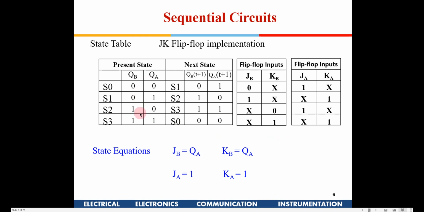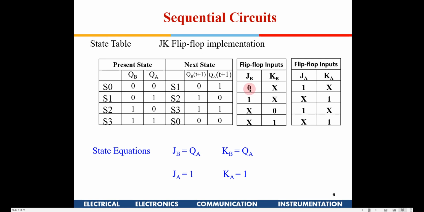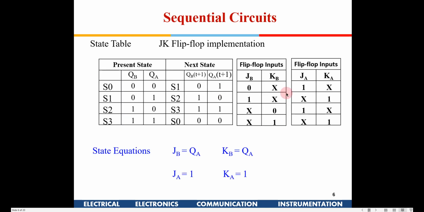So from this state, this is the flip-flop, this is the present state, this is the next state. Now for the next state, for 0 0, it has to go to 0 1. For it to go to 0 1, this is the MSB. QB is going from 0 to 0. So for 0 to 0, what is it? It is 0x. So I am writing 0x here, whereas QA is changing from 0 to 1. So 0 to 1 is 1x. So I am writing 1x out here, right?